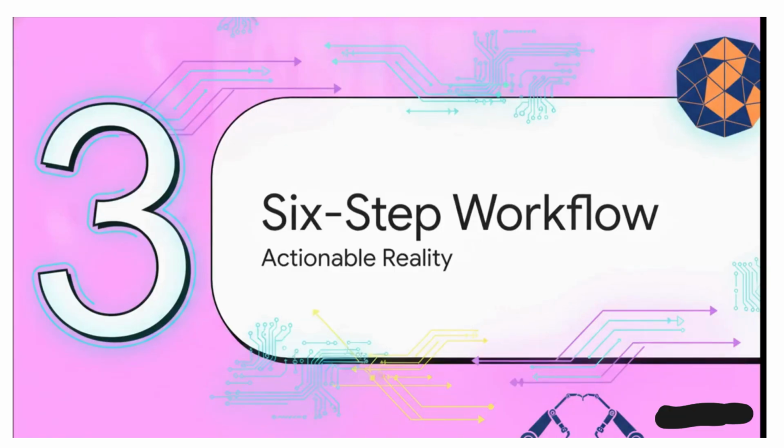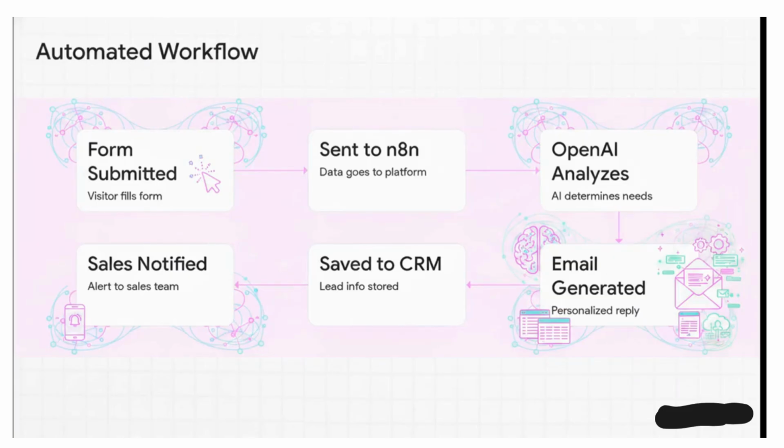Section 3. The 6-step automated workflow. Now, let's dive into the actual technology here. So this is the actual, real-world life cycle of an automated lead. Check this out. Step 1. A visitor fills out a contact form on your website. Step 2. That information is instantly sent to an automation platform like n8n.